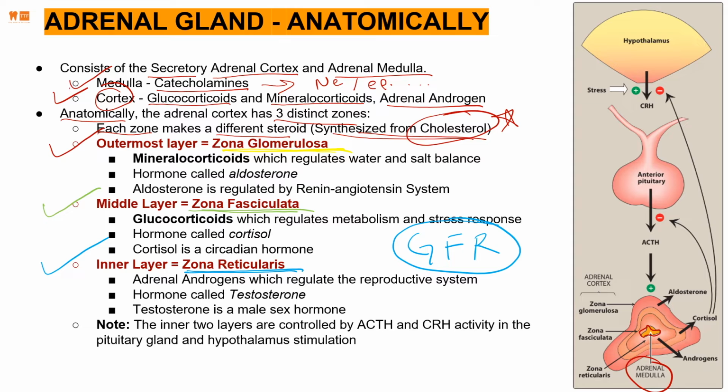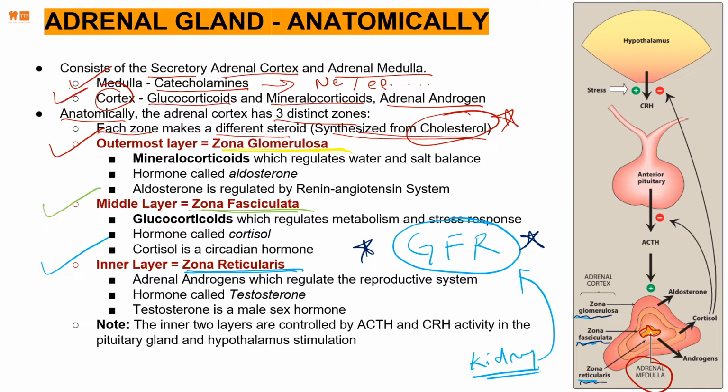Well, first things first, it's located on the top of the kidney. And as soon as we hear kidney, we tend to think of glomerular filtration rate. So a way for you to remember this is that there are three layers from outside, middle, and inside: glomerulosa for G, fasciculata for F, and reticularis for R. Just an easy way to remember the three layers.